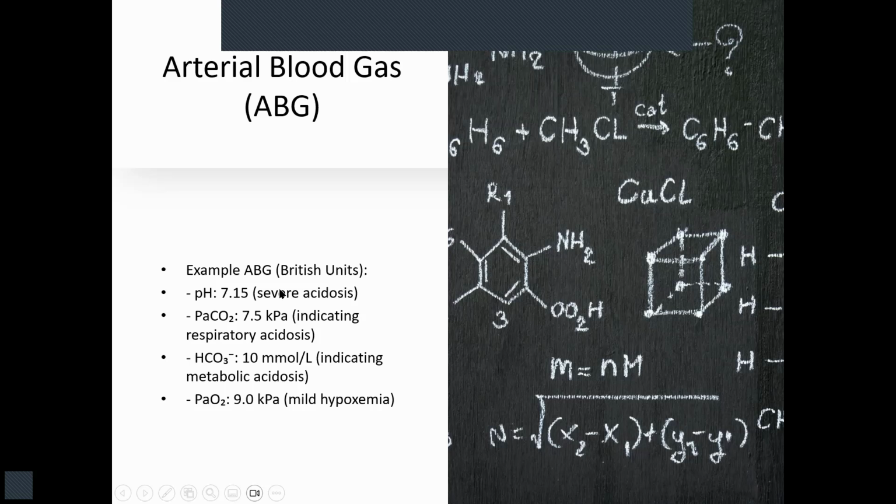And then your bicarb is only 10. So the patient's also got a metabolic acidosis. So as I was saying, it's not a common thing to see. Normally, if you see your PCO2 increasing, you see your bicarb increasing as well. And if you see your bicarb decreasing, you would see your PCO2 also decreasing. But this is not what's happening here. In this case, both of them are contributing to that.